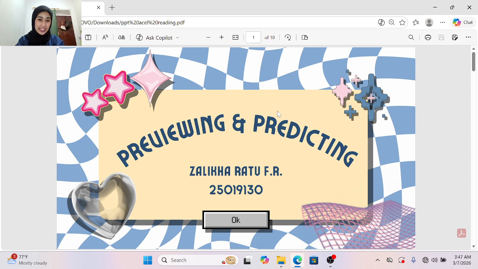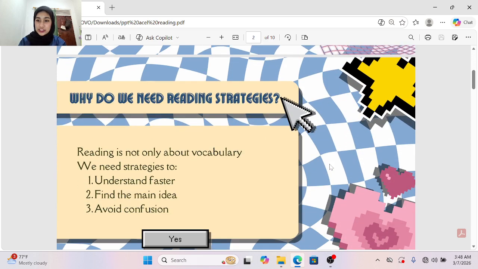Today, I will explain about two important reading strategies, which are previewing and predicting. These strategies help us understand the text more easily and more quickly. In our daily study, we often read many texts, so these strategies are very helpful for students.